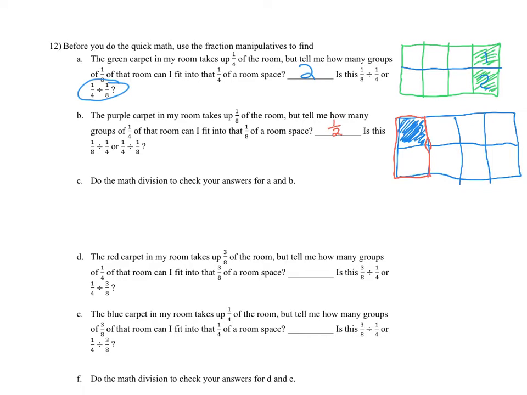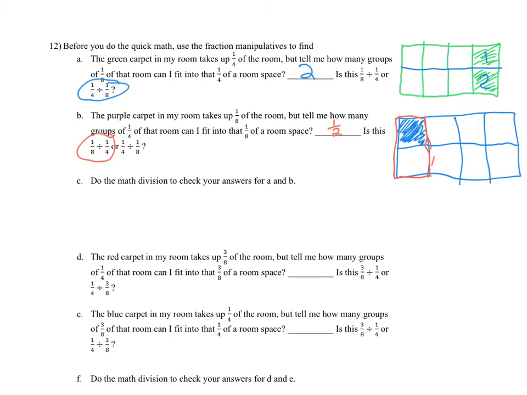Now, what did I do? I took 1/8 here and I divided it and said how many groups of 1/2 will fit into it. So I'm doing 1/8, I'm sorry, not 1/2. I had 1/8, and I said how many groups of 1/4 will fit in it. So I do 1/8 divided by 1/4 in this one. So we're going to do the math division to check our answers here.